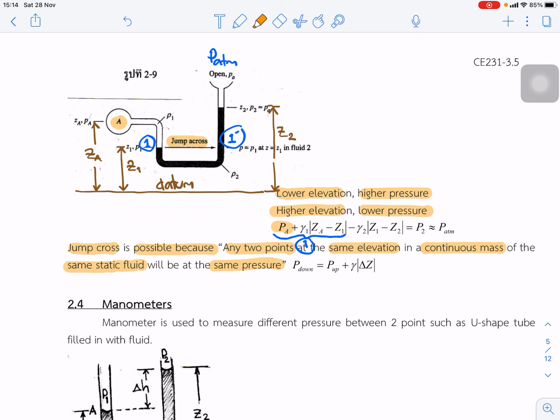And we move to point 2. The pressure decreases because it's moving up. So that is how we get the pressure at point 2. Subtract gamma 2 times the difference between Z1 and Z2, and this is equal to P atmosphere, because at this point it is open, it is PATM. Okay, so we can use the concept that P down is equal to P up plus gamma times delta Z.